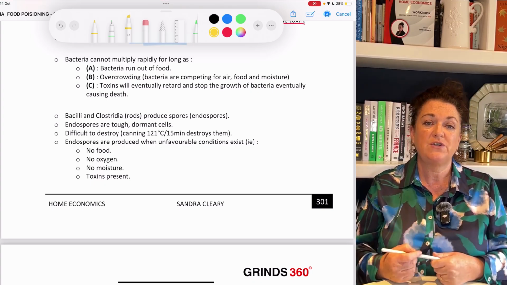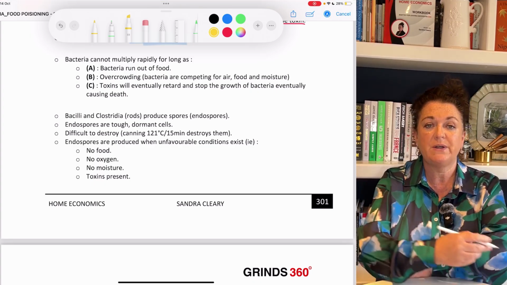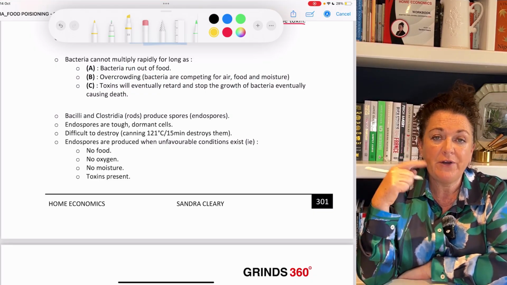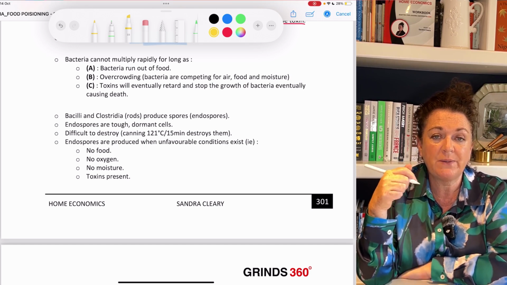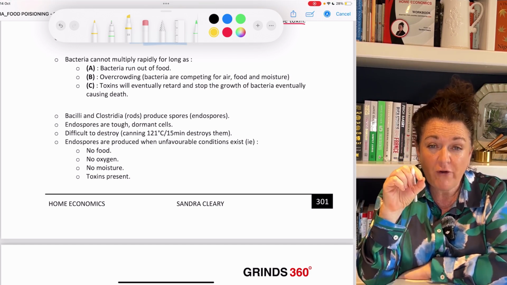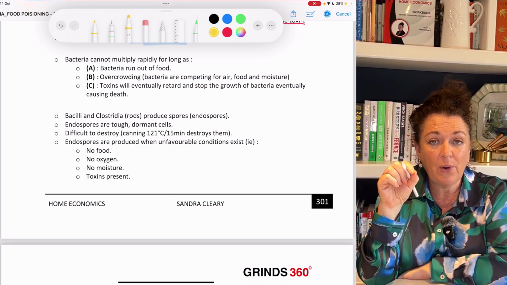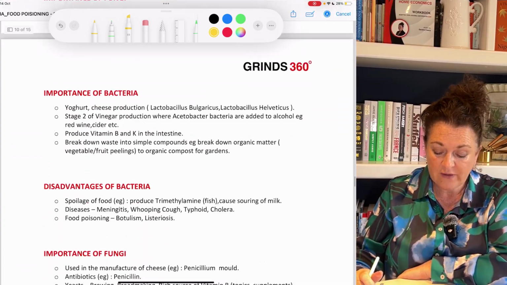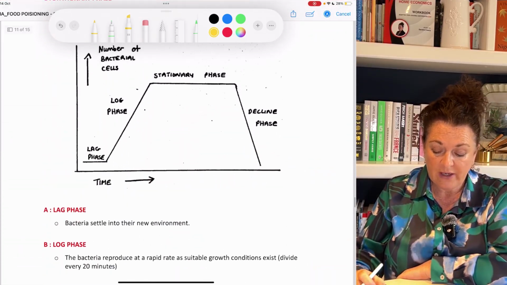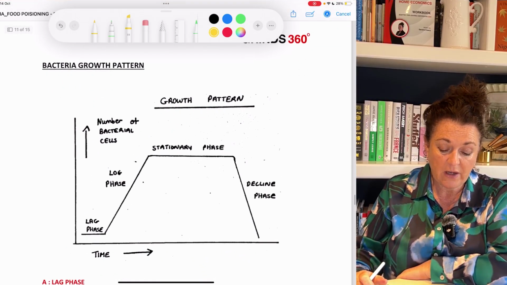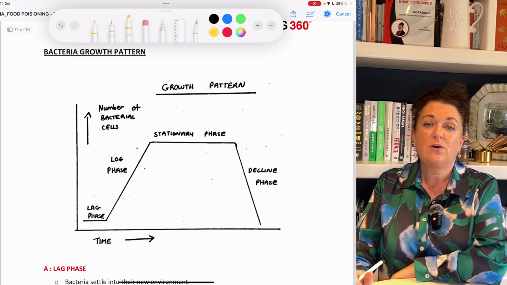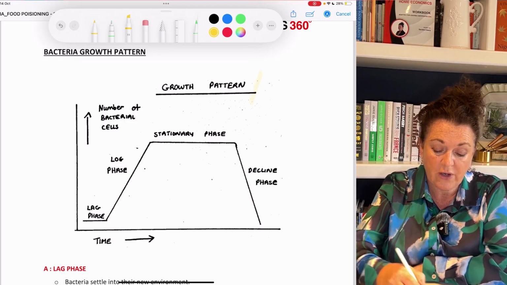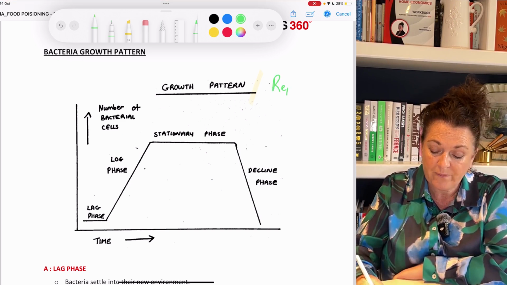Now, this rapid cell division that we've talked about going on every 20 minutes, it can't last forever. Remember, I emphasised that the binary fission or the cell division will occur every 20 minutes as long as favourable conditions exist. But at some point, unfavourable conditions will come about. Now, we don't have to learn this for home economics, but I always bring it up because biology students do it, and it's also good for the home economics student to understand the different stages in the growth pattern or reproduction of bacteria.